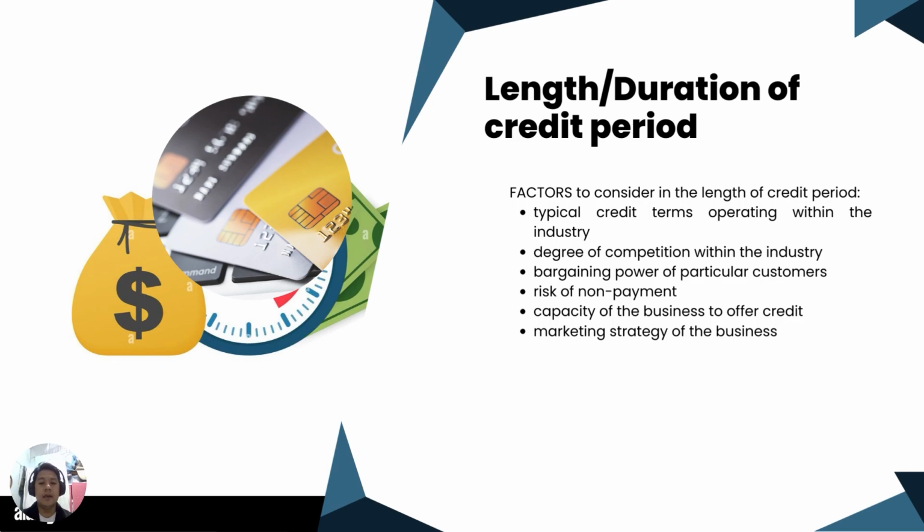One, typical credit terms operating within the industry. The degree of competition within the industry. Bargaining power of a particular customer. Risk of non-payment. Capacity of the business to offer credit. Marketing strategy of the business. Decision of credit depends on cost-benefit analysis, a positive benefit or a negative benefit.